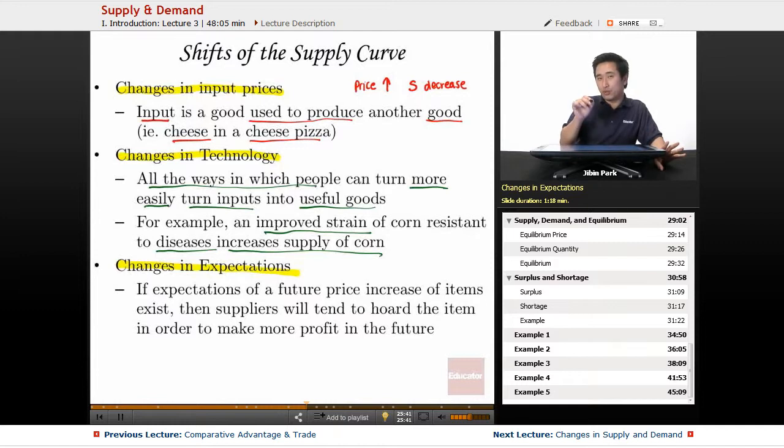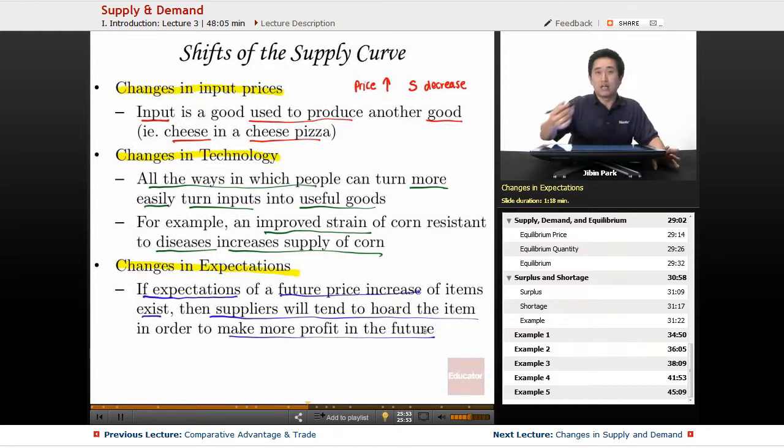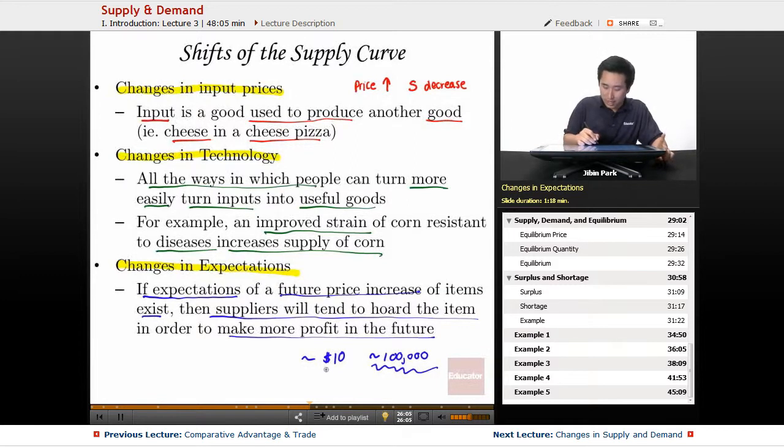And we talked about this in changes in expectations. This can work both for supply and demand. So if expectations of a future price increase of items exist, then suppliers will tend to hoard the item in order to make more profit in the future. So let's say you have an item that you're selling and the price is $10. And let's say you have 100,000 of these items. And you anticipate the price to increase to $15. And what's going to happen to your individual decision in order to sell that particular product?